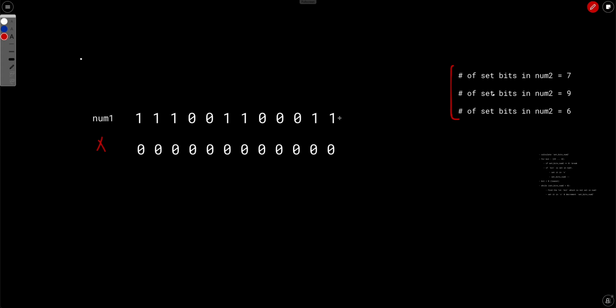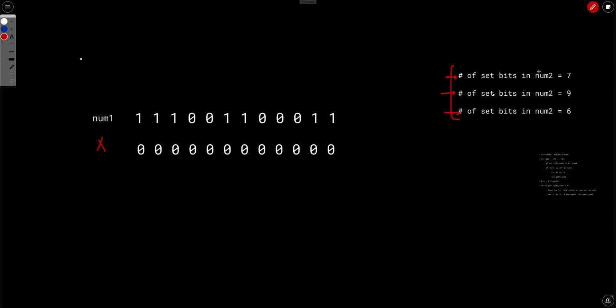So there are only three possible cases for the number of set bits in num2. Either it is equal to the number of set bits in num1, or it is less than the number of set bits in num1, or it is greater than the number of set bits in num1. So we have taken all the three cases. We have taken 7, which is equal to the number of set bits in num1. We have taken 9, which is greater than the number of set bits in num1, and we have taken 6, which is less than the number of set bits in num1. And we'll see how to solve each of these, and we are done, right?